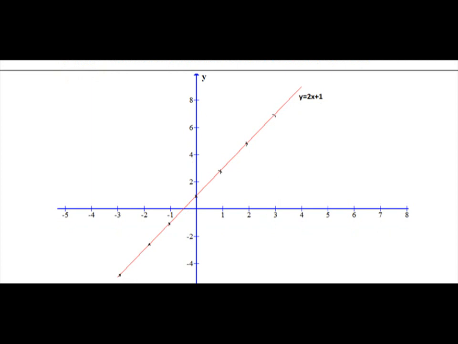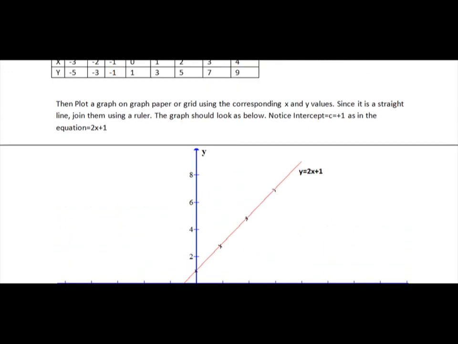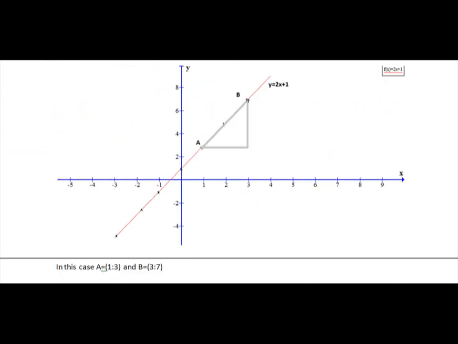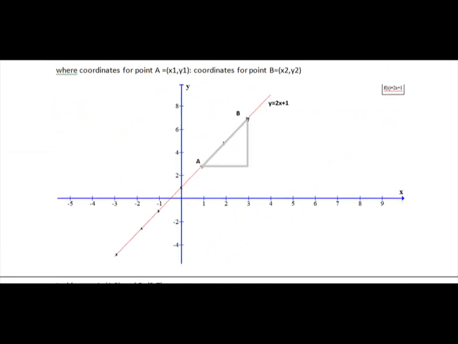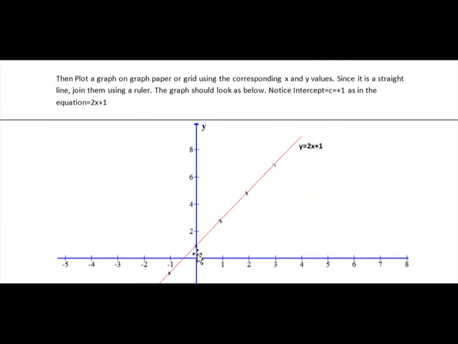Okay, so I hope you notice how we plotted the points. For example, when x is 0, y is 1. We come to the point when x is 0, we go up and meet the y-axis where y is 1. Then we plot a point.